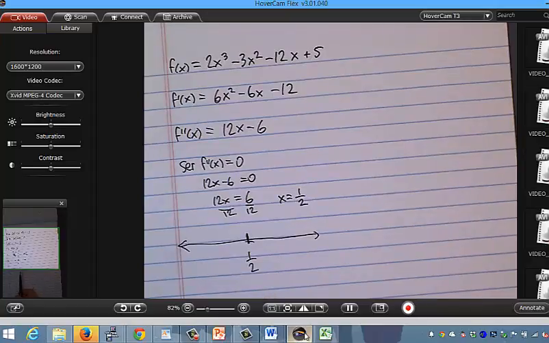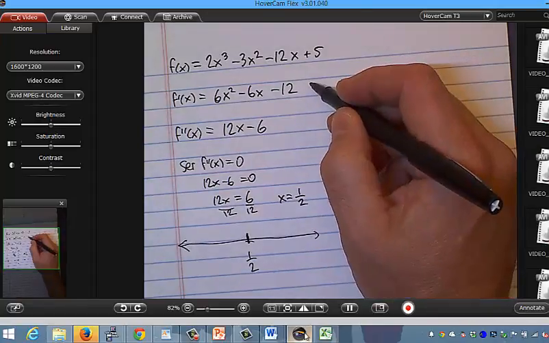But I want to show you something else we learned, okay? Remember, we learned the first derivative test, and we used it to find maximums and minimums, right? Well, there's a test called the second derivative test that can help us find maximums and minimums. So I like to work them at the same time. Let me show you what I'm going to do.